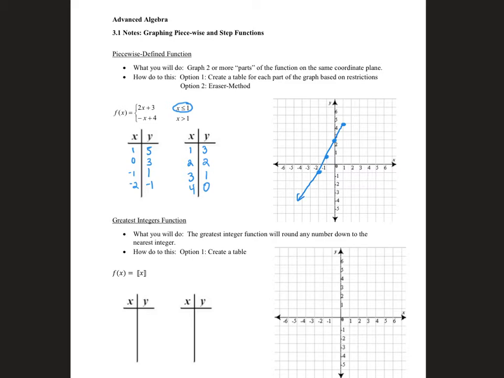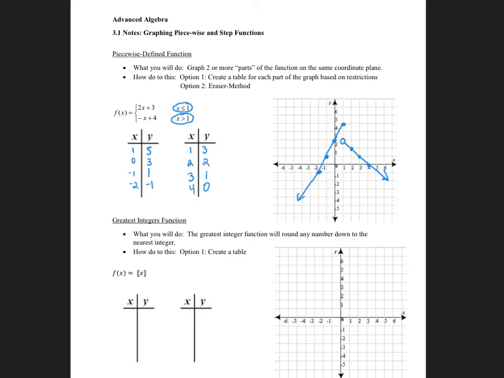And then for my second function, negative x plus 4, x has to be greater than 1. We got x is 1 when y is 3. And that is going to be an open circle. That point is not included, because if you look at the inequality again, we got x is greater than 1. So we got 1, 3, 2, 2, 3, 1, 4, 0. And since I want the domain to only include values of x greater than 1, I'm going to draw in my points going towards the right, since that's where x is greater than 1. And that's a piecewise function.